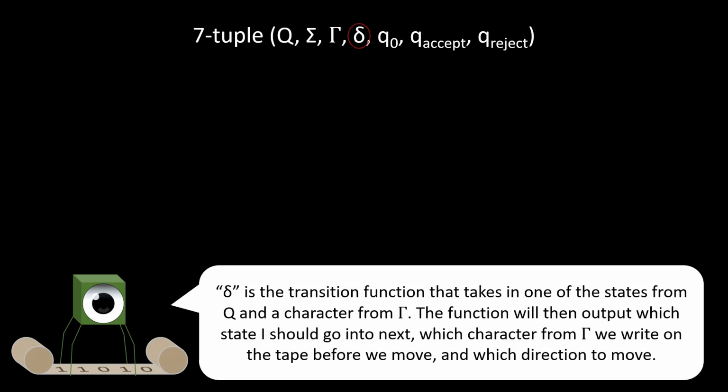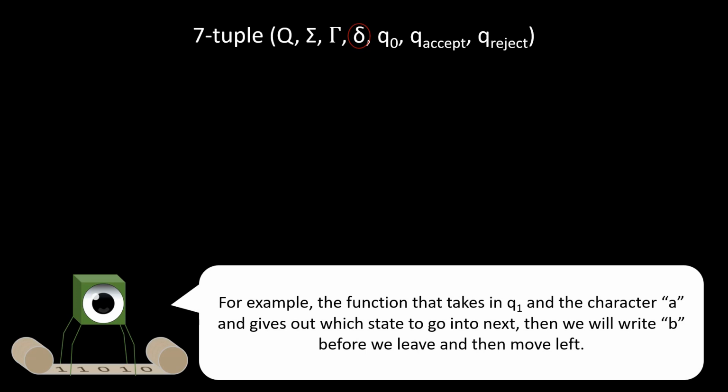Delta is the transition function that takes in one of the states from Q and a character from gamma. The function will then output which state I should go into next, which character from gamma we write on the tape before we move, and which direction to move. For example, the function that takes in Q1 and the character A and gives out which state to go into next. Then we will write B before we leave and then move left.